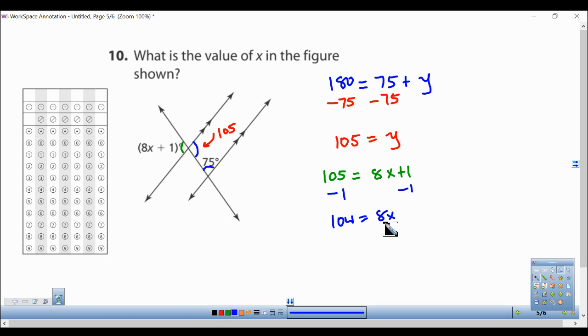In order to get 8x by itself, I have to get rid of that 8. Since I'm multiplying, I'm going to do the opposite. The opposite of multiplication is division. So I'm going to divide both sides, because if I do something to one side, I have to do it to the other. So 8 cancels with 8, leaving me x by itself. So 104 divided by 8 gives me 13, and that's my answer, 13.